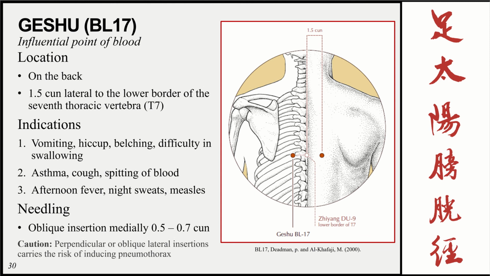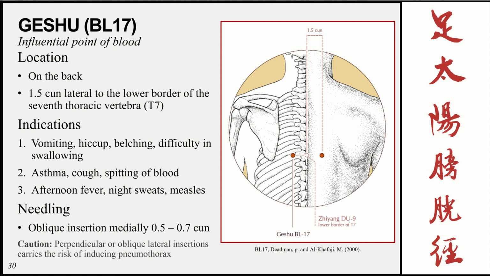Okay, and then bladder 17. So this is an important point to remember. It's actually quite frequently used. It's on the back, lateral to T7, 1.5 tun, just like the rest. And this one, remember, we can also use the angle of the scapula over here as a guide to where T7 is. It's approximate, so just not exact measurements.